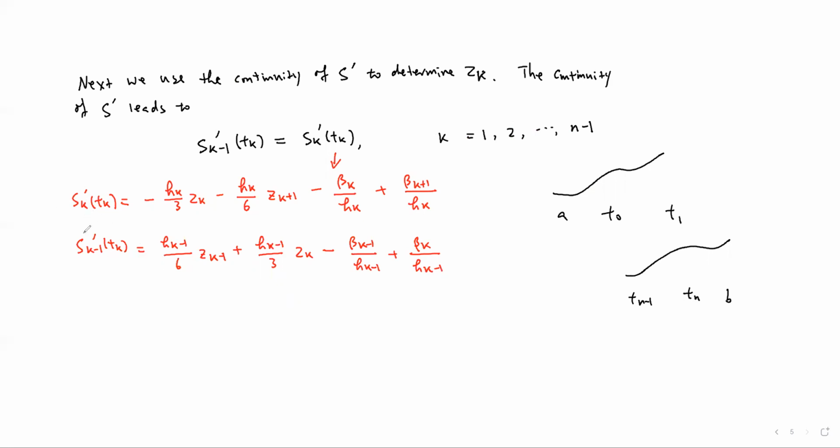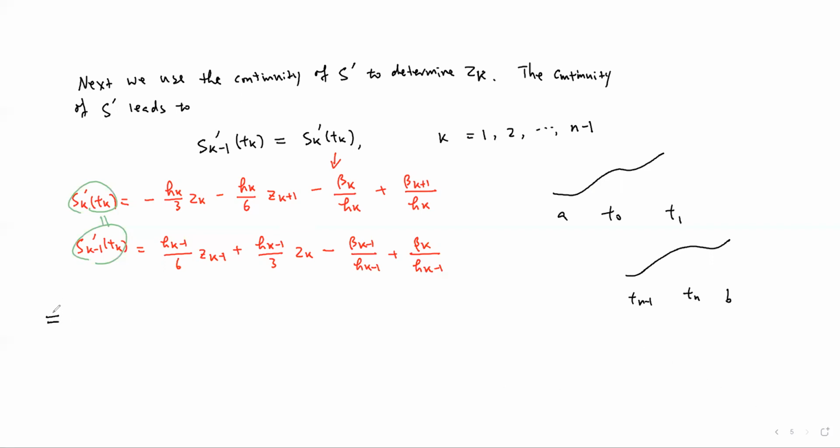Now set this guy equal to this guy. We have an equation. Therefore, set this equal to this. Then we have an equation with c k minus 1, c k, c k plus 1 unknowns. Now I move the unknowns to the left side, constants to the right side. Then I have this equation.